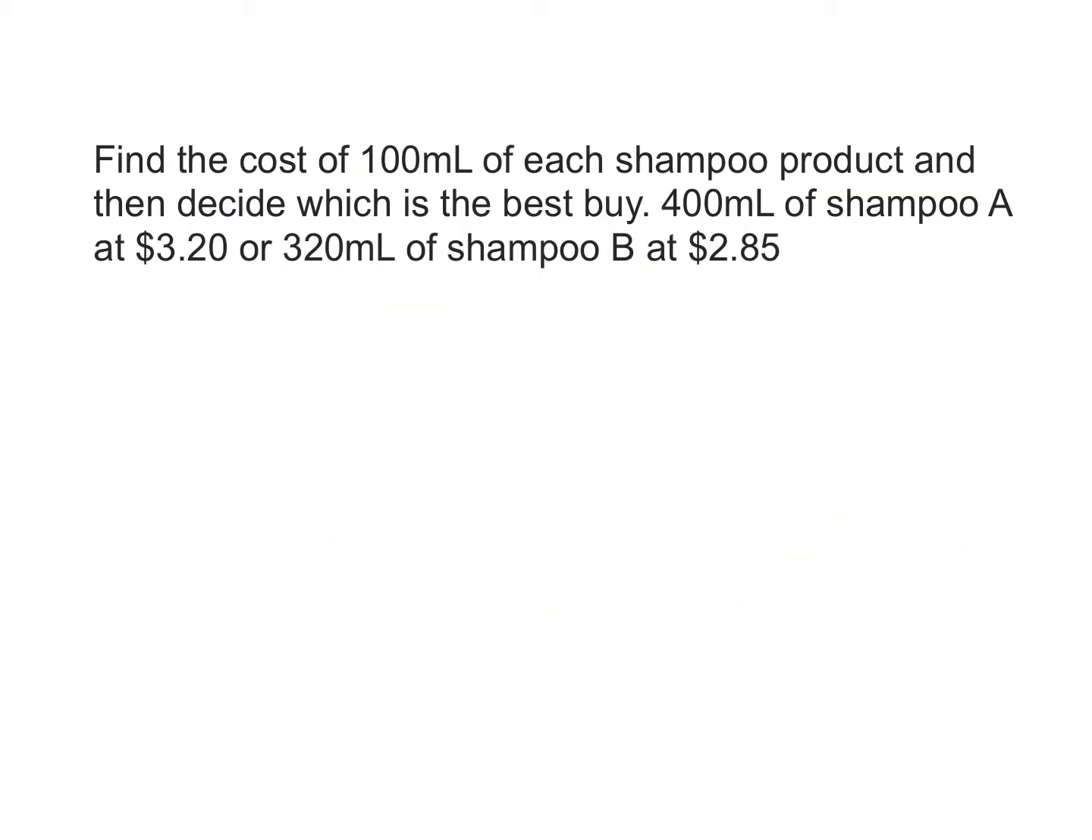All right, here's one for you to do. Find the cost of 100 mils of each shampoo product and then decide which is the best buy. 400 mils of shampoo A at $3.20 or 320 mils of shampoo B at $2.85. Try and work it out, put the video on pause and come back when you're ready.